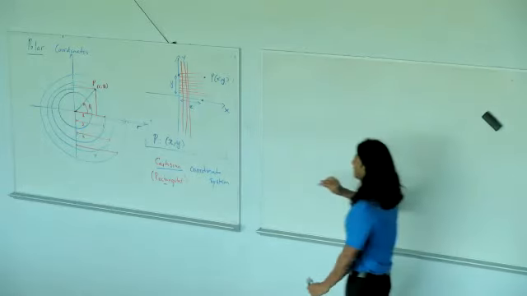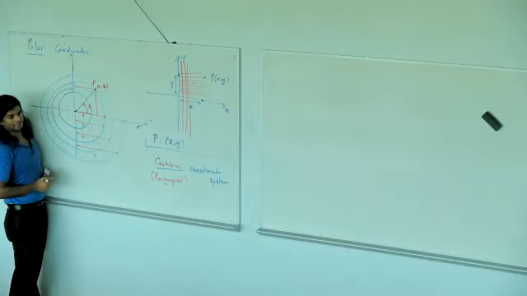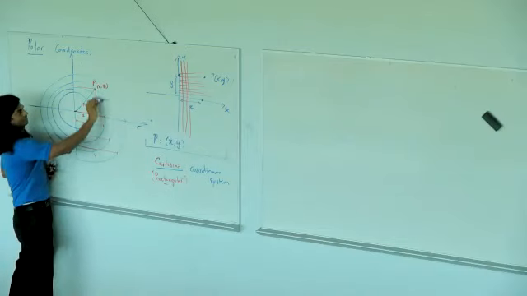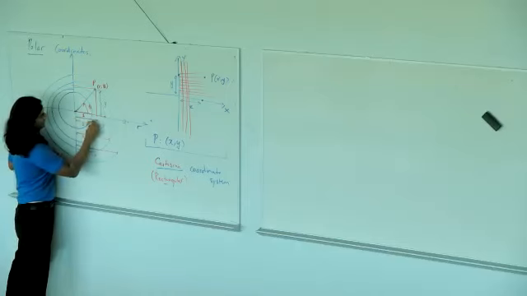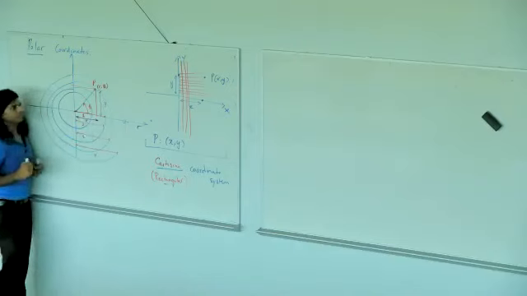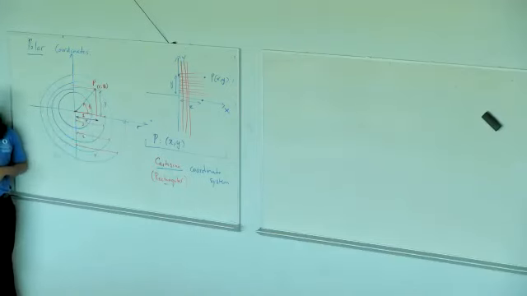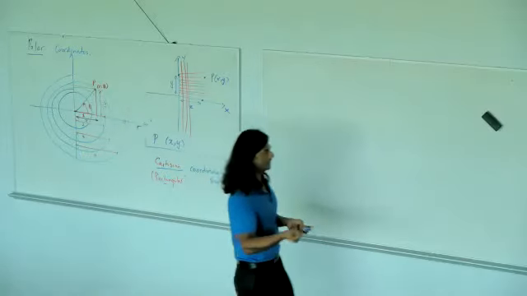In the rectangular system, that height is denoted by the letter Y. That length over there is denoted by the letter X. And if I asked you, how do you write X in terms of R and theta? What would you say? Okay, thank you. X is equal to R cosine theta.